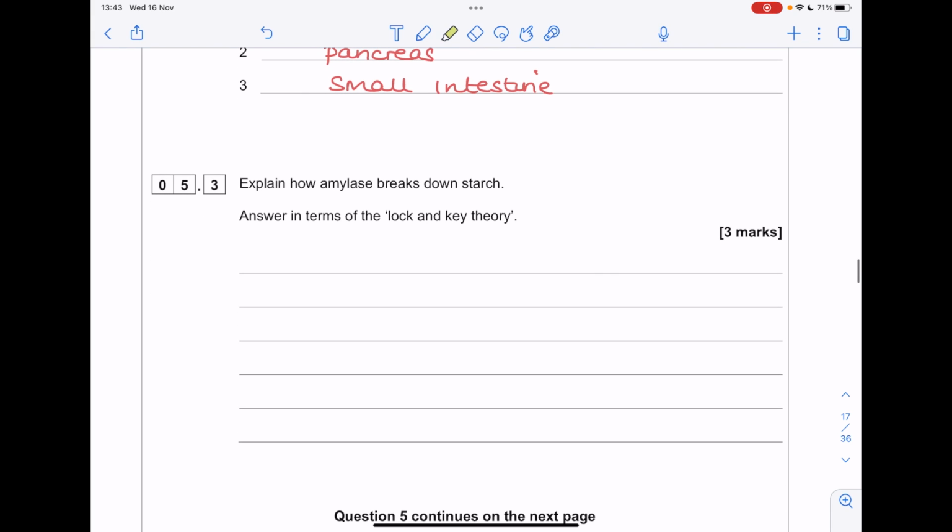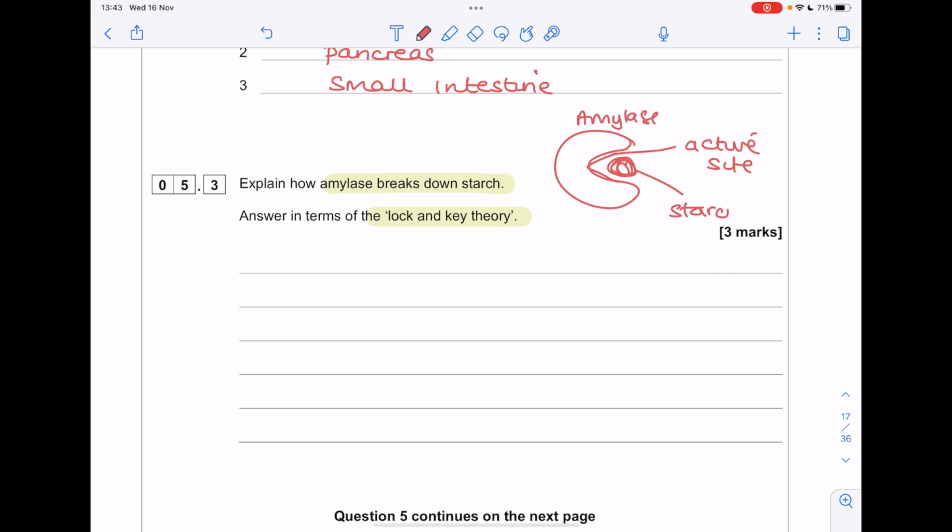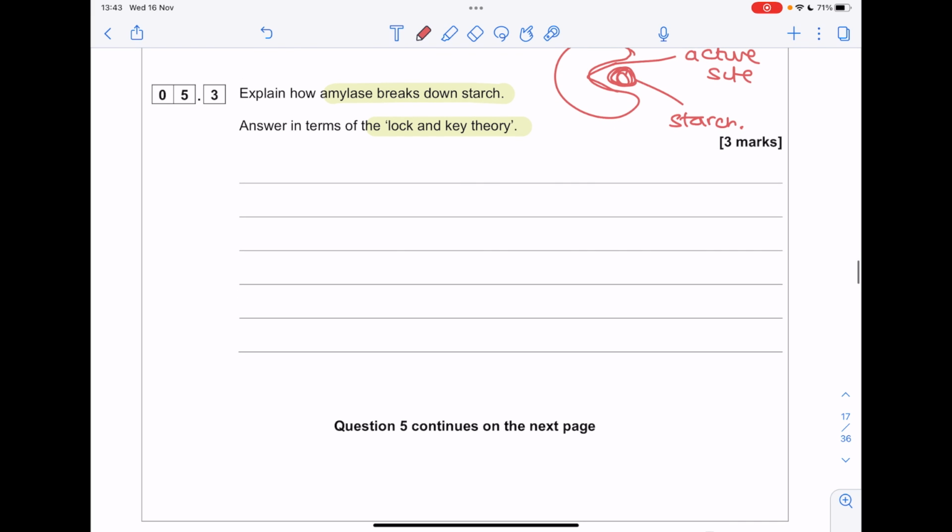Explain how amylase breaks down starch. Answer in terms of the lock and key theory. So if we draw a picture, here's your amylase enzyme. It has a special part on it called the active site, which, remember, binds to the substrate, the starch. The reason we think it's a lock and key is because, after all, the enzyme's active site is complementary to the shape of that substrate starch. So let's write that. Starch binds to amylase's active site.